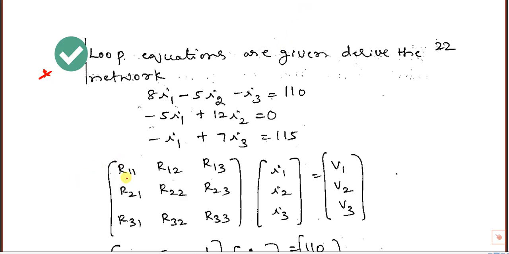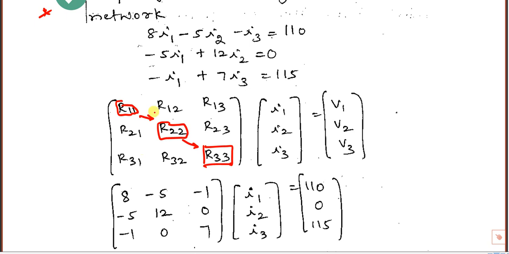Now consider this. These are the diagonal elements. R11 is the sum of resistance in mesh 1. R22 is the sum of resistance in mesh 2. R33 is the sum of resistance in mesh 3. All these are positive. Remaining are negative. I1, I2, I3 are the mesh currents. V1, V2, V3 are the voltages. Now in the given problem, the sum of resistance in mesh 1 is 8. Common to the first mesh and second mesh is minus 5. Common to 1 and 3 is minus 1.